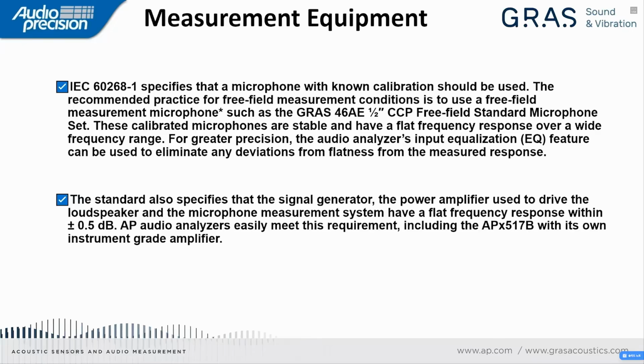There is a note here that section 8 of the IEC 60268-5 indicates that a pressure microphone should be used. This is a holdover from a much earlier time when the frequency response correction of a free field microphone was uncertain. Current recommended practice is to use a free field microphone for free field measurements, as we mentioned.